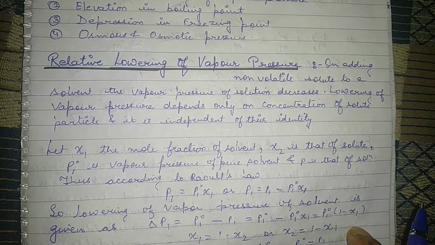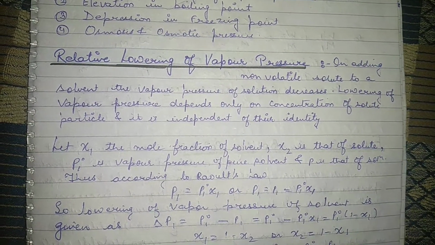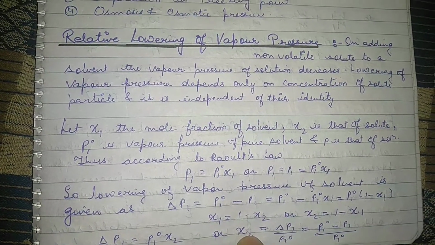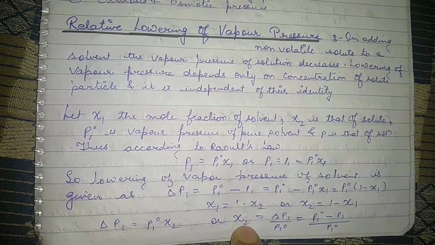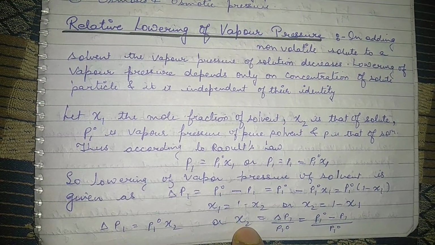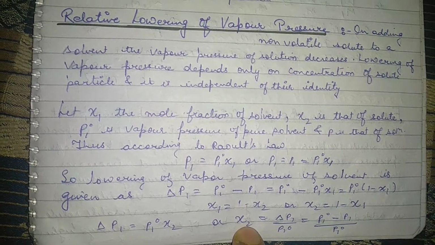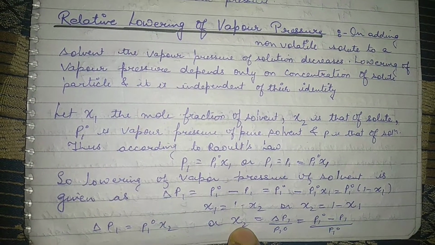So P1 naught is the vapor pressure of the pure solvent and P is that of the solution. Thus according to Raoult's law, P1 is equal to P1 naught x1. So the lowering of vapor pressure of a solvent is given as delta P1 is equal to P1 naught minus P1. So we can write delta P1 is equal to P1 naught minus P1 naught x1.